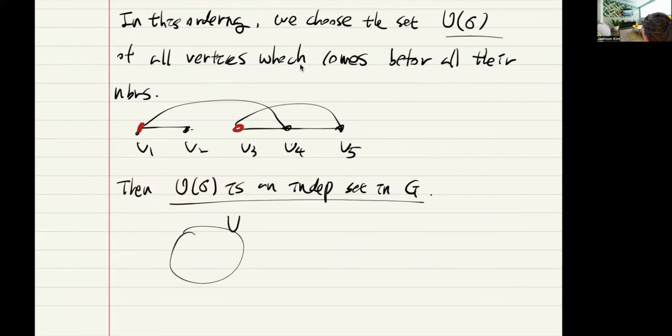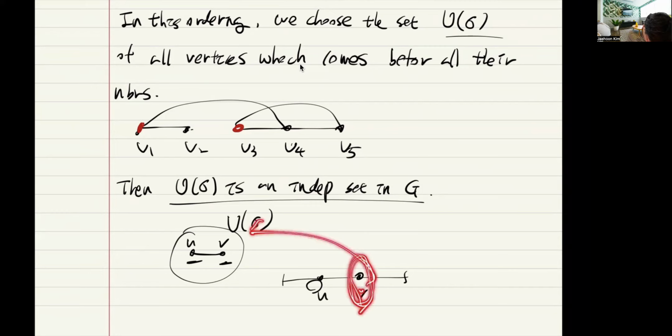If you have U sigma, there are two vertices and you have an edge between them, and one of them must come before the other in this ordering. And the later one cannot be in U because it has a neighbor which is coming before it. So there cannot be any edges inside of this.